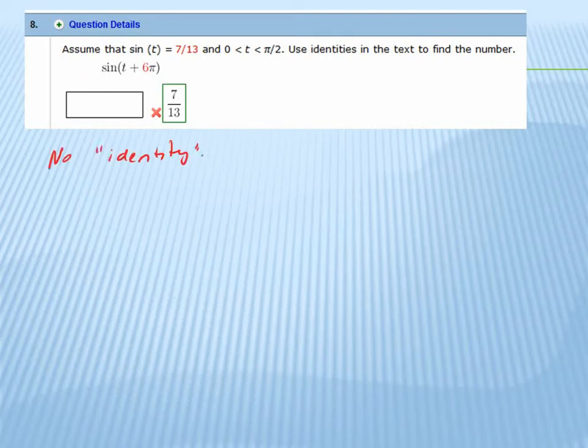Use the identities in the text to find the number. There's no identity. Sine repeats every 2 pi revolutions.